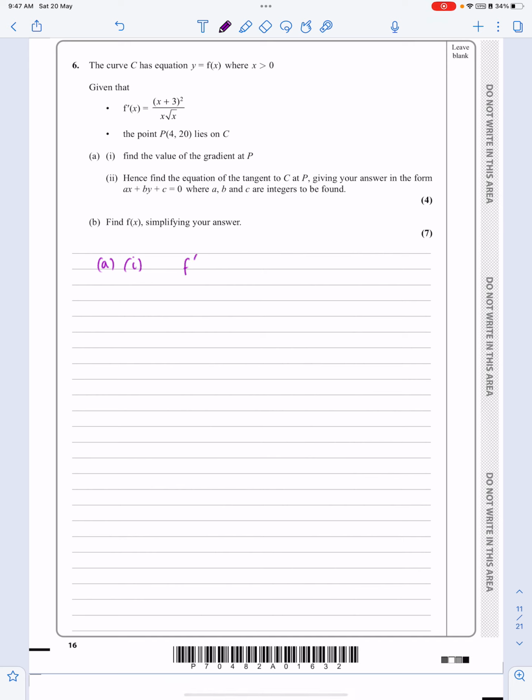So if f dash x is equal to (x plus 3) squared over x root x, the gradient at P is just going to be f dash 4. Just take your time and do it, you can just plug it all in, 4 root 4 there. That's actually going to be quite tidy when we work it out. I've got 7 squared, 49, over 8 there. So that's the gradient. That's the first part done.